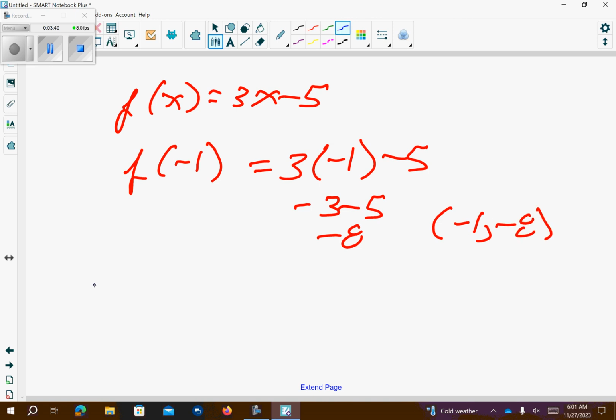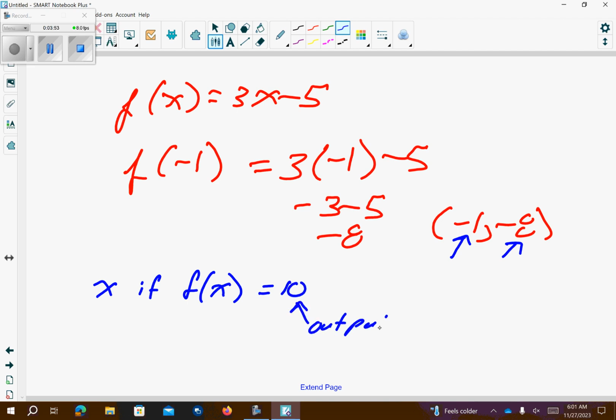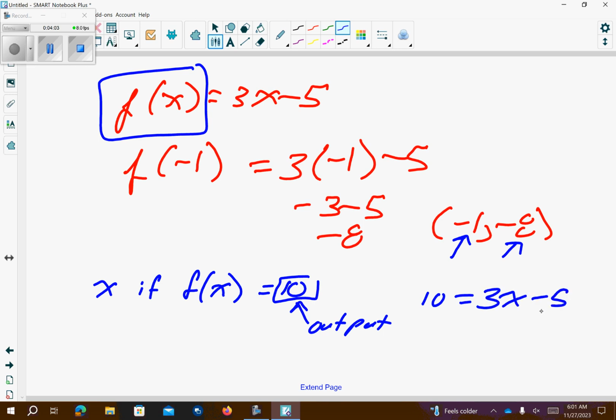Now they switch gears a little bit and they say, hey, we want to find, remember, this is the input, this is the output. Now they're going to give me it written like this. So this means they're giving us the output. That means I'm going to replace this with our 10. So I'm going to go 10 equals 3x minus 5. Add 5 to both sides, so I get 15 over here. Divide both sides by 3, so this becomes 5. So this yields me the point, notice, watch, 5 comma 10, because I said this was the output, this is the input.